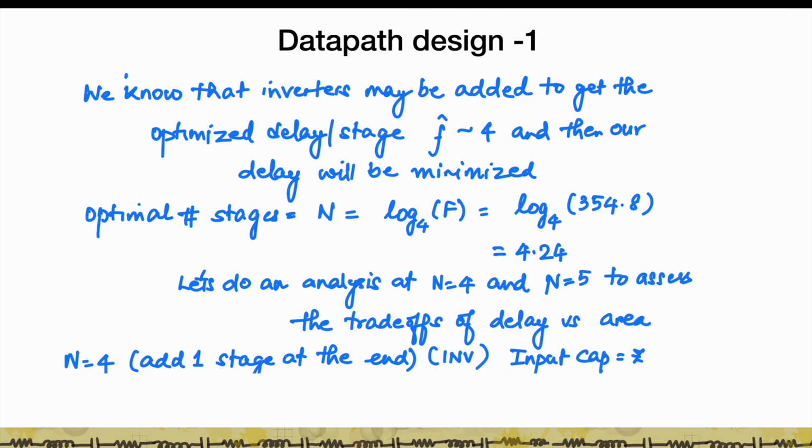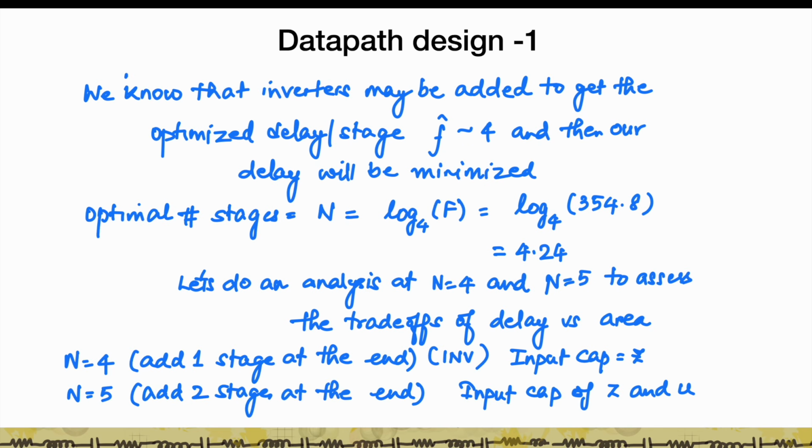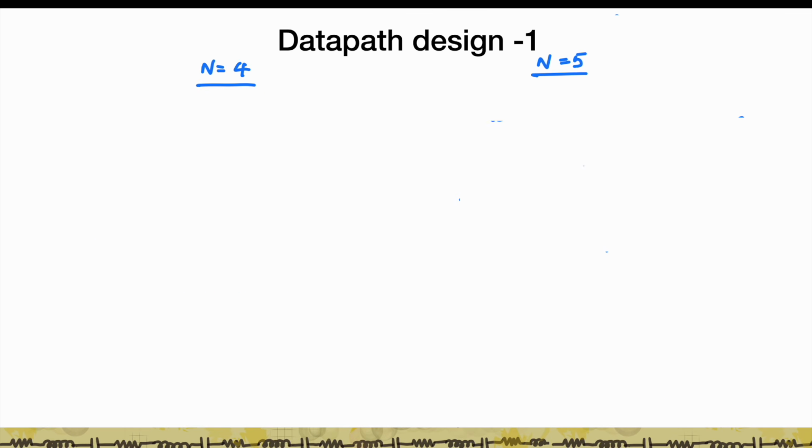So if I were to think purely from an n equal to 4, today right now n is 3, you have 3 stages. So if I want to add one more stage, I need to add an inverter at the end. That would be one stage with an input capacitance of Z. And if I'm going to choose a 5-stage solution, then I add 2 inverters at the end, in which case let those input caps be Z and U. So now let's do this calculation simultaneously for n equal to 4 and compare it to what it is for n equal to 5.